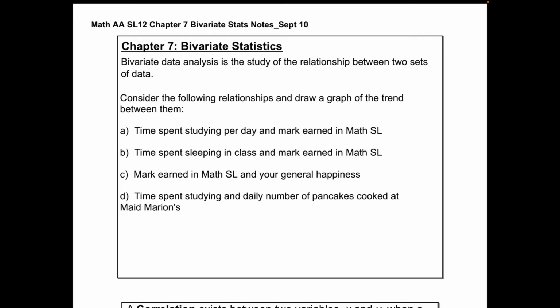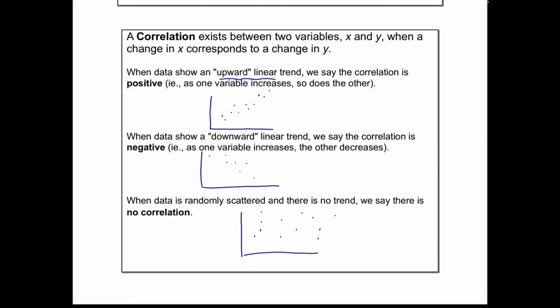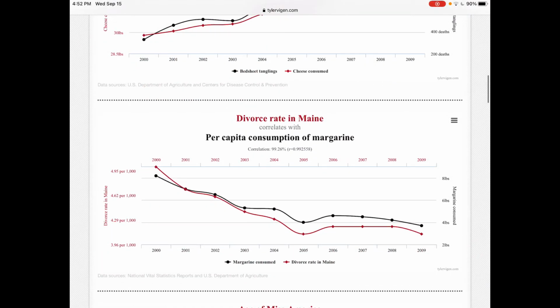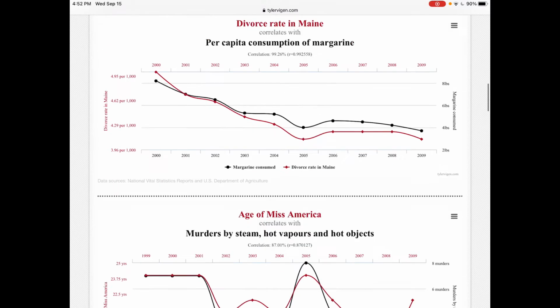So we've talked about Chapter 7 about bivariate stats, and we've talked about correlation and how correlation is not necessarily causation. There's a funny website around correlation and causation at tylervigan.com called Spurious Correlations. We can go through just a couple of them here. We've got the divorce rate in Maine correlates with per capita consumption of margarine. R is 0.992558. Probably not causation there.